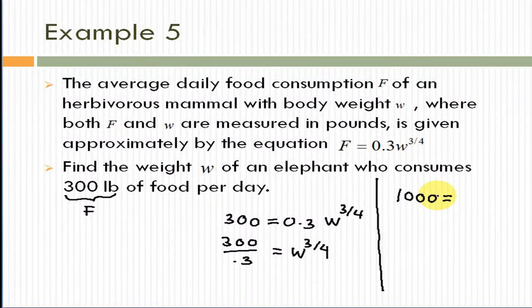equal to w raised to the power 3 or 4. We want to solve it for w. So to make w stay by itself, we need to raise both sides of the equation by 4/3. So w is equal to 1000 raised to the power 4/3.